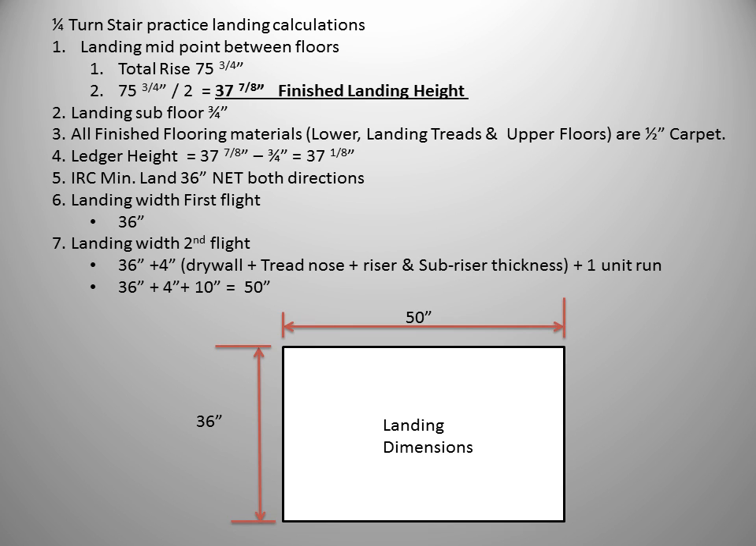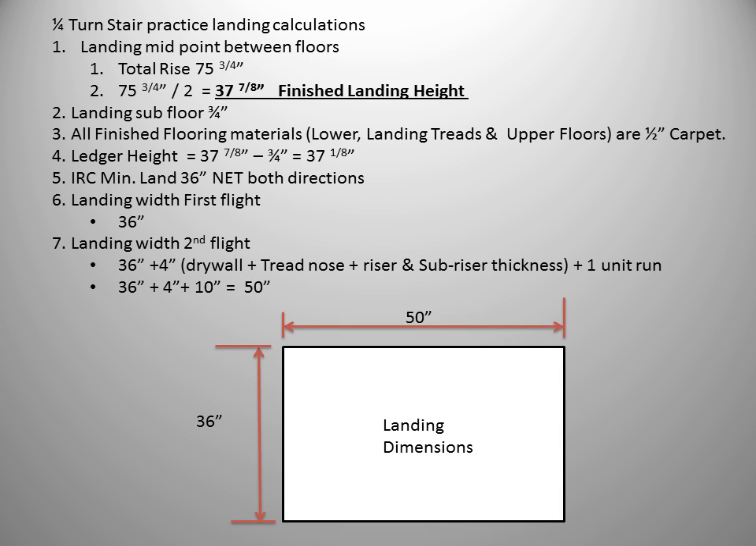Next, we need to determine the width and depth of the landing. Remember that the IRC states that our landing needs to be 36 by 36 when it's finished. I like to build my landing so that my upper stringer rests on top of my landing. To allow room for the heel of the upper stringer to sit on the landing, we need to extend the landing in the direction of the upper stringer.